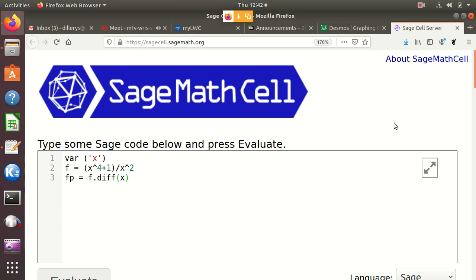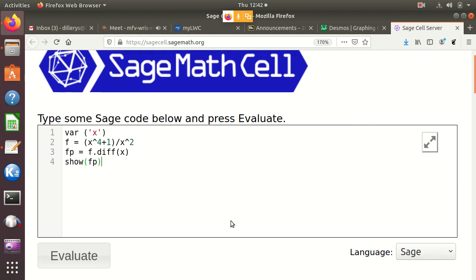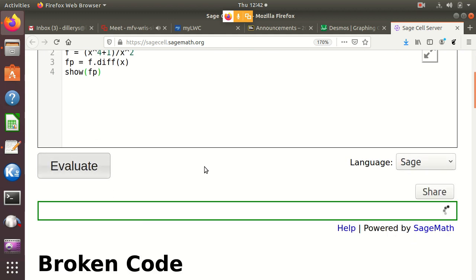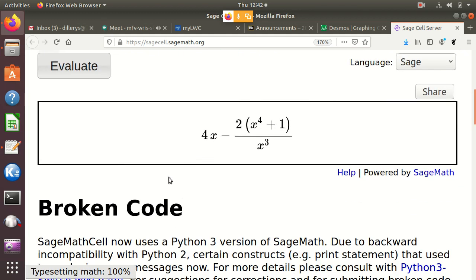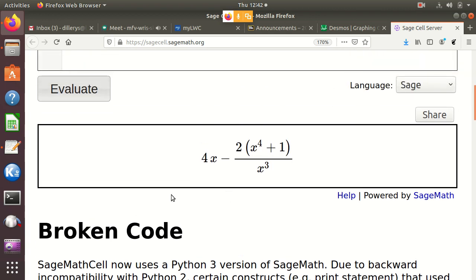And now, if I hit evaluate on that, it won't show me anything, most likely. I have to actually tell it to print or show or display. That's another word you can use. I like show, and so I'll say show FP. And if I come down here and hit evaluate, and if I typed it in right, then there we go. There's the derivative. Isn't that awesome?